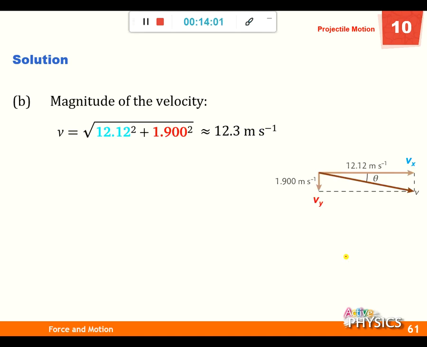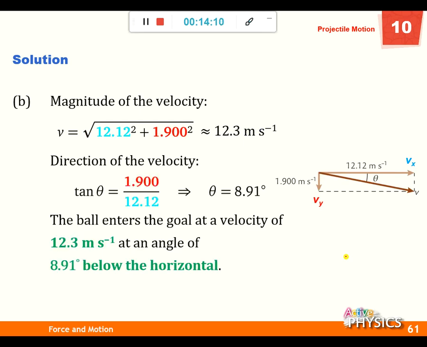Then combine them together using the Pythagorean theorem, and you can get the final speed. At the same time, using tangent theta, you can get the angle.